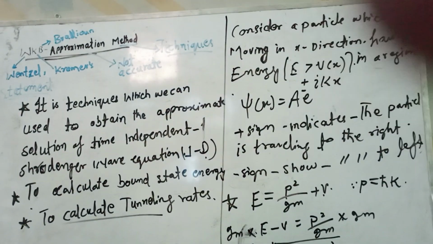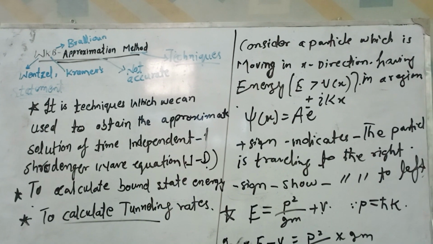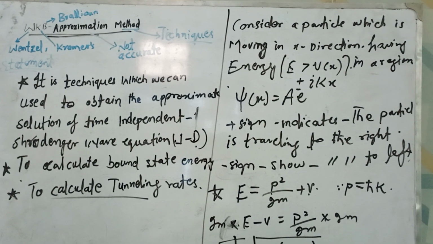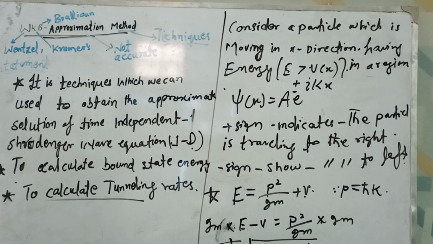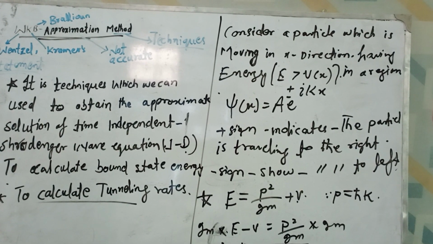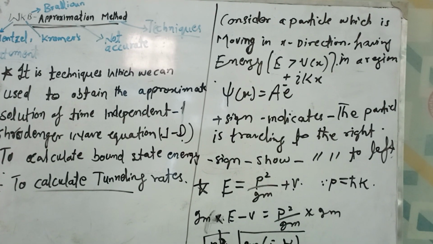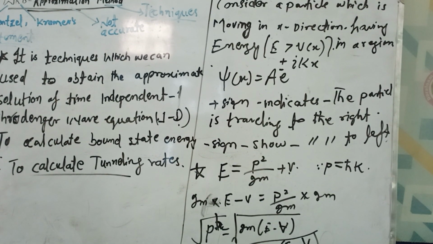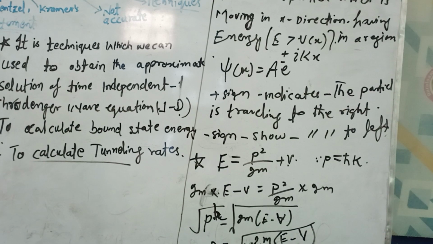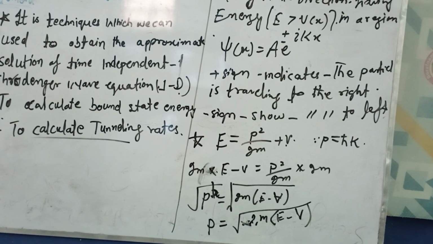This is the WKB approximation method. It is a technique which we can use to obtain the approximate solution of the time-independent Schrödinger wave equation for one dimension, to calculate the bound state energy, and to calculate tunneling rates. We consider a particle moving in x direction with energy greater than potential in a region. The wave function is psi of x equal to A exponential to the power plus minus iota kx. The plus sign indicates the particle is traveling to the right, and the minus sign shows it is traveling to the left. The energy is p square divided by 2m plus V, the momentum is h cut k, and p is equal to square root of 2m into (E minus V).